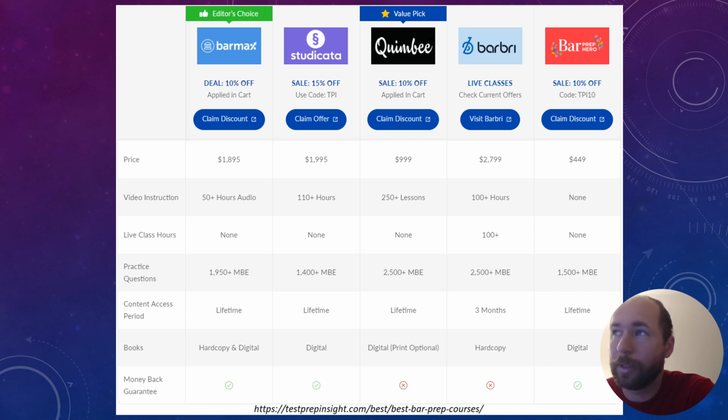I will say, looking at these, BarMax and Studicata do not cover the Florida bar exam, or if they do, they don't make it apparent on their websites. So this is for the multi-state, and the UBE, which is what a lot of states use for their state-specific exam, but Florida does not. So the full courses for these companies would not be as useful for me.